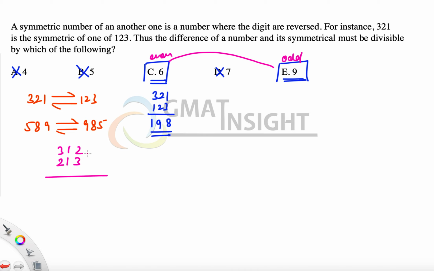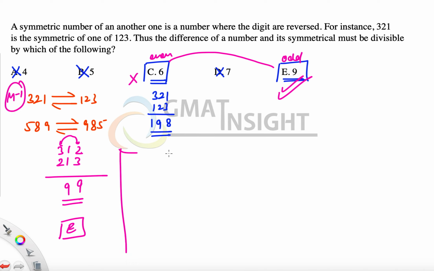Understand, taking these values is a smart thing, and how have I been able to do that? When we reverse the digits, this digit goes to the hundreds place and the hundreds digit goes to the unit place. So the difference of these two digits should itself be odd. So I took one of them even and one of them odd. If we take the difference here, we can see that we have 99. That means this is divisible by 9 but not by 6. So the answer becomes option E. That is one way to answer the question. Let me call it method 1.